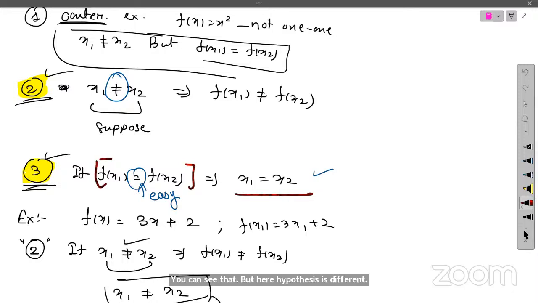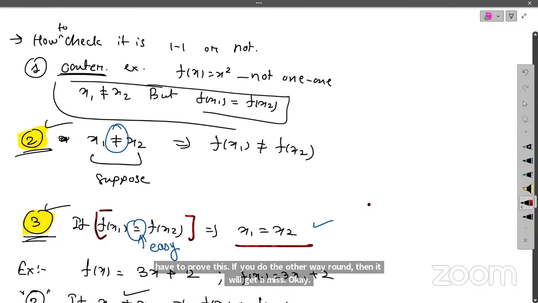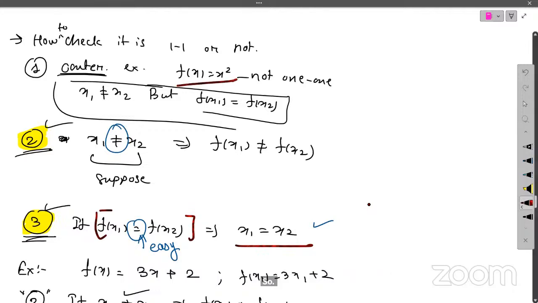Then, what is the first point actually? The first point is just a counter example. That means you are finding some x1, x2 which are not equal, but the output is same, as we did for f of x equals x square. The inputs are not equal, but the output is same. So that's a counter example thing.